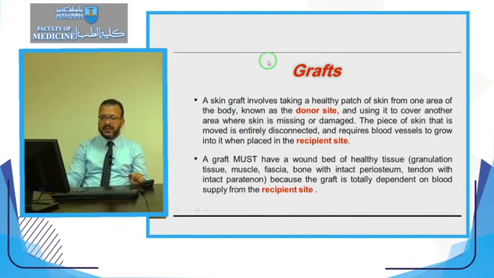So a skin graft involves taking a healthy patch of skin from one area of the body, known as the donor site, and using it to cover another area where the skin is missing or damaged by a defect. The piece of skin that is moved is entirely disconnected from its donor site, and requires blood vessels to grow into it when placed in the recipient site in order to get its blood supply.